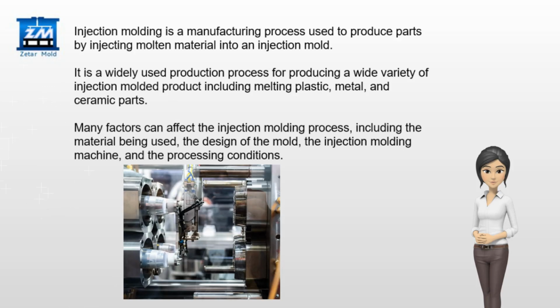It is a widely used production process for producing a wide variety of injection molded products, including plastic, metal, and ceramic parts. Many factors can affect the injection molding process, including the material being used, the design of the mold, the injection molding machine, and the processing conditions.